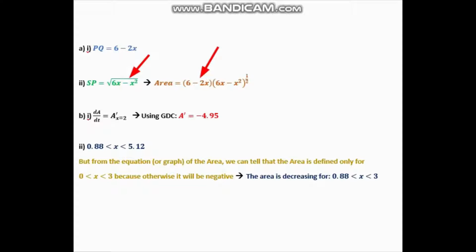And here I've just rewritten it in terms of power half to assist me if I need to play around with it algebraically in future questions. So this is my answer, this is my expression for the area.